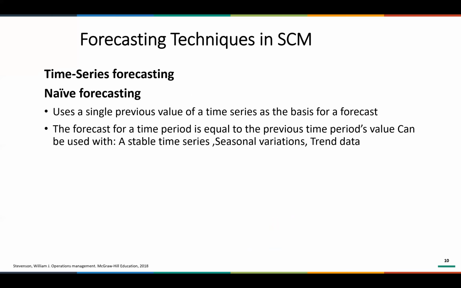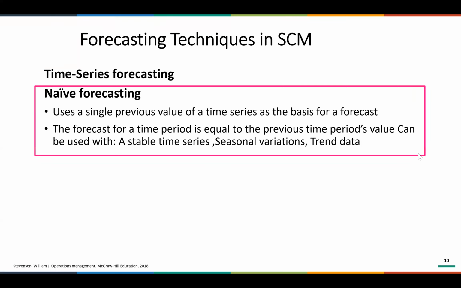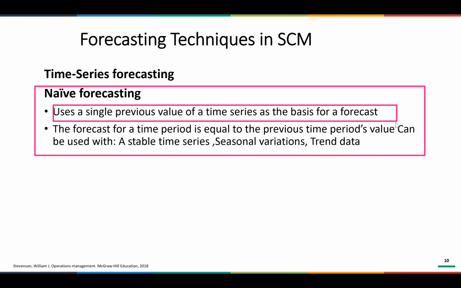Next, now we talk about more specific types of forecasting techniques. First is the easiest one. It's called the naive forecasting technique. It just uses a single previous value in the time series as the basis. So it's predicting that what happened yesterday will also happen tomorrow. You use the demand for yesterday as tomorrow's forecast.